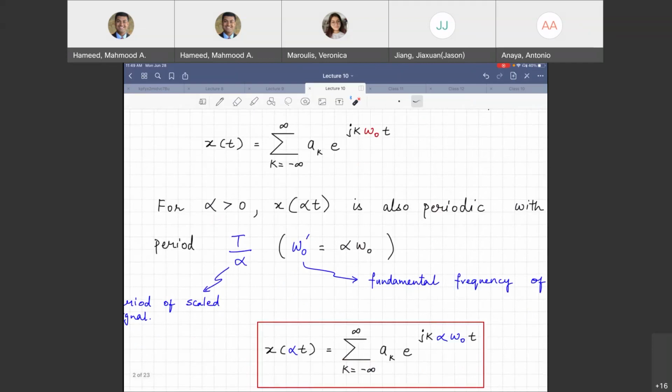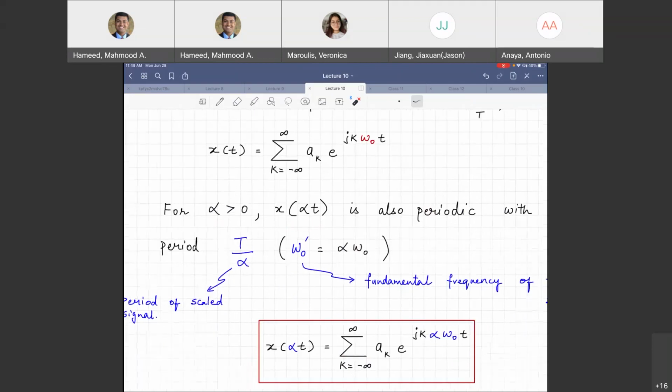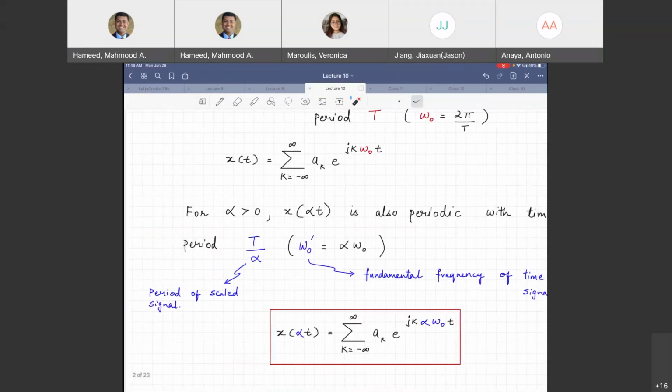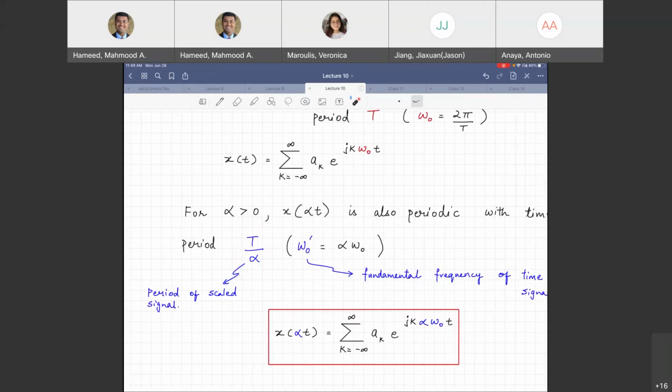Now, let us say that alpha is greater than 0. We are just doing a time scaling, no flipping involved here. X of alpha t: we have squeezed the signal or expanded the signal, depending on whether alpha is greater than 1 or less than 1. X of alpha t is also going to be periodic, but the time period is going to be T divided by alpha. If the time period gets scaled by dividing by alpha, then the fundamental frequency gets the same scale: omega naught prime will be alpha omega naught.